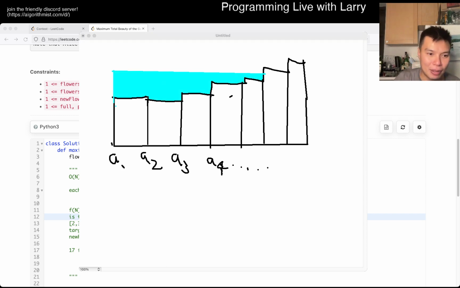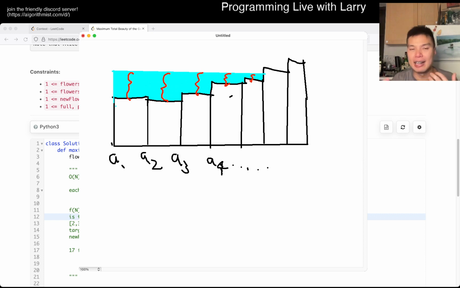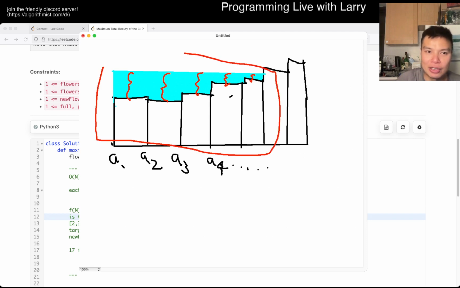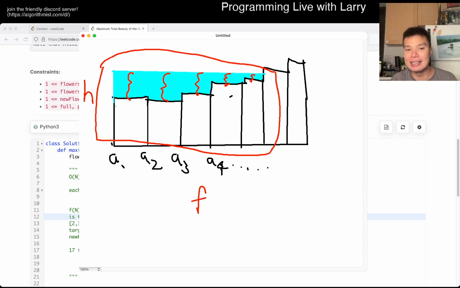So that means that, for example, let's say this height is part of the leftover, this height is part of the leftover, this height is part of the leftover, and all these red squiggly lines add up to the new flowers that we're planting, so that we go to that height. And now that we go to that height, we have a rectangle of area equal to height times the number of flowers that are within, to the left. So that's basically the idea. Given this, how do we figure this out, right?